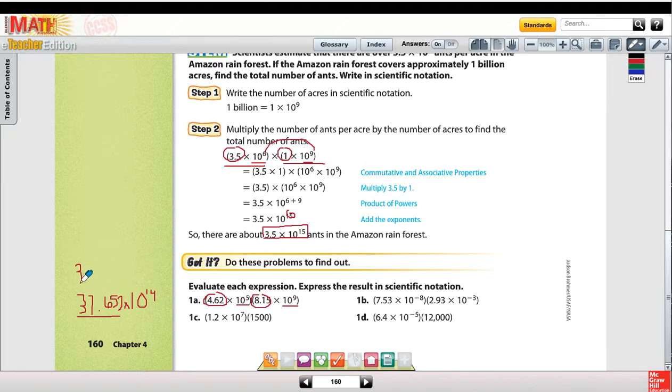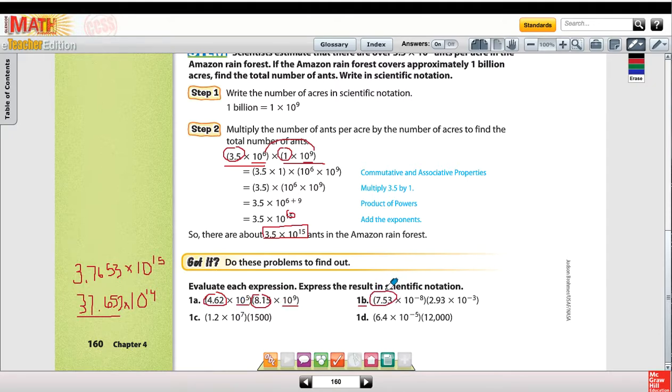So what we're going to do is move it over and make it less than 10, so 3.7653. And then we're going to have to change that exponent. It originally was 10 to the 14th power, but because we shifted it back one more place, it's going to have to be 10 to the 15th power this time because we shifted that. Okay, let's try 1b together.